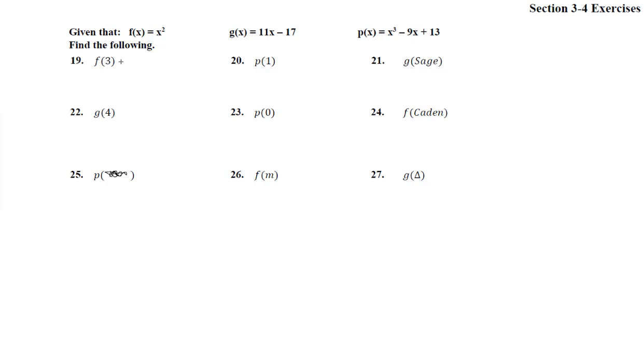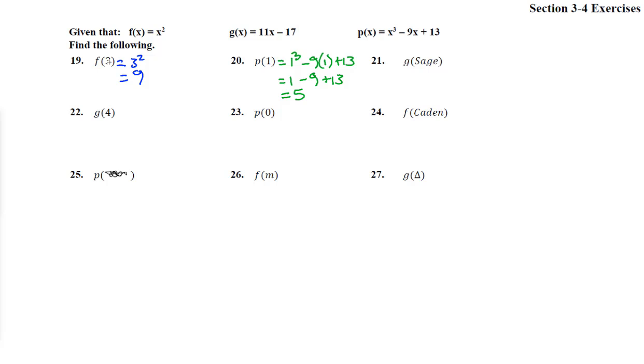So f of 3. So we stick 3 in wherever x was, and it's going to be equal 3 squared. So f of 3 equals 9. Number 20, P of 1. So we look at P and we're going to stick in 1 for x. And so this is 1 cubed minus 9 times 1 plus 13. So this equals 1 minus 9 plus 13. 1 minus 9 is negative 8, plus 13 is 5. So P of 1 equals 5.